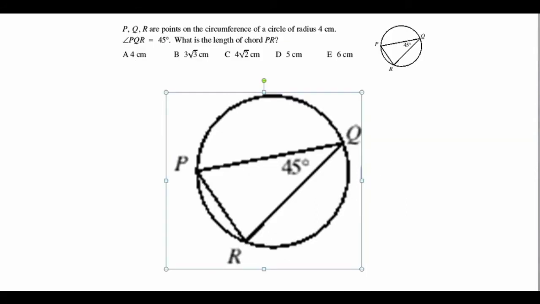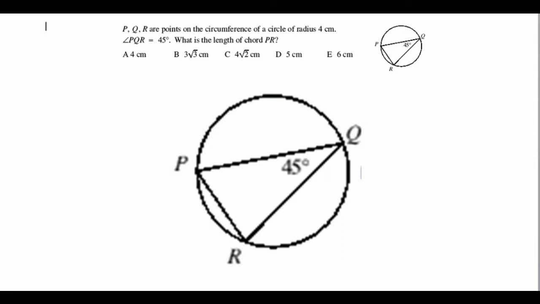Okay, so the second question. P, Q, R are points on the circumference of a circle of radius 4. Angle PQR is equal to 45 degrees. What is the length of chord PR?